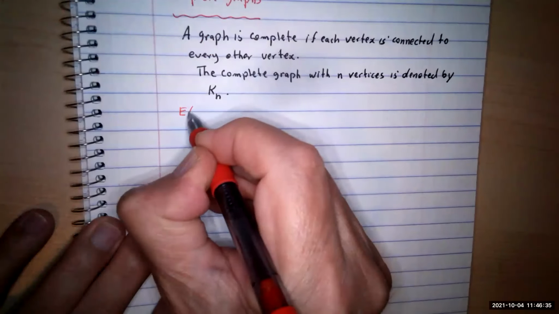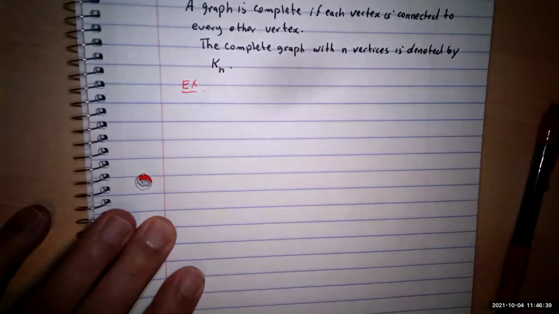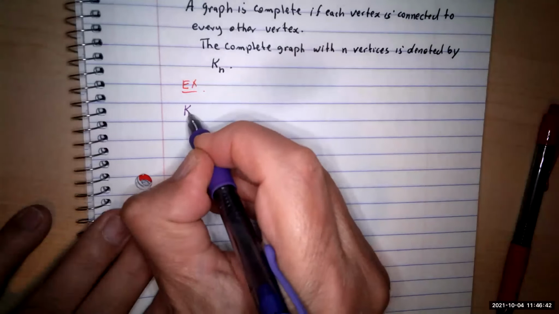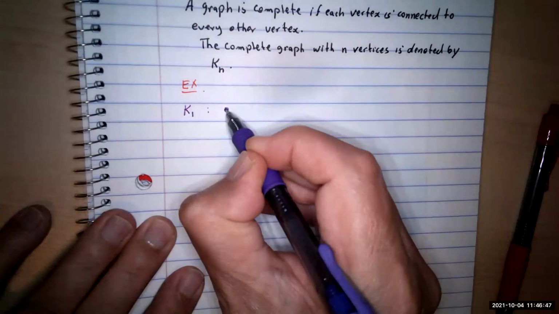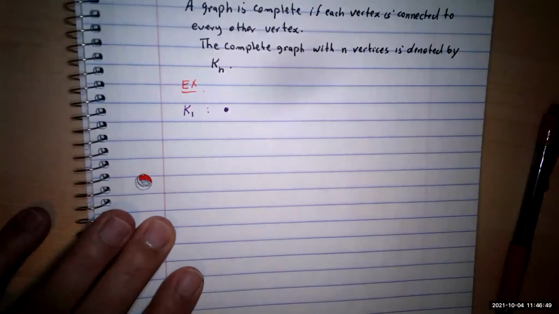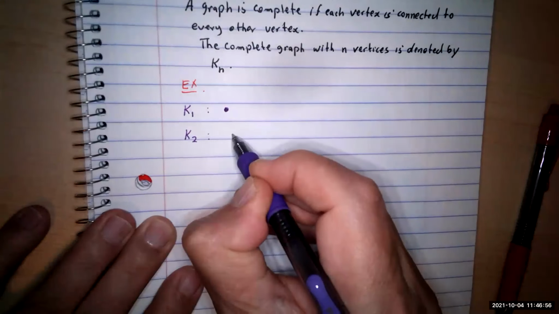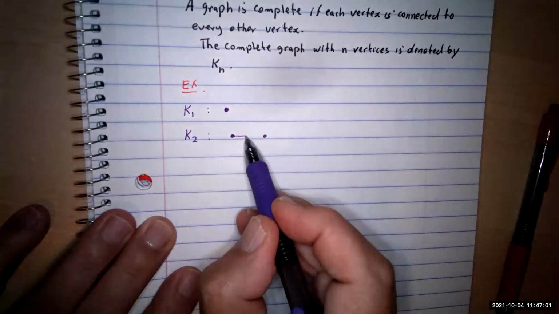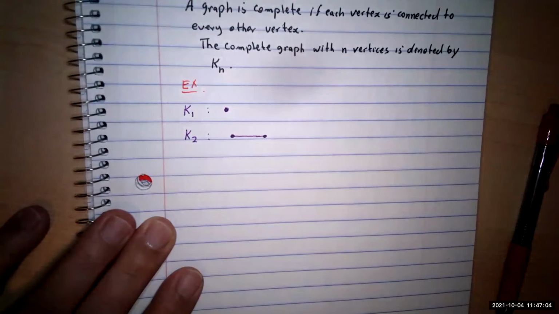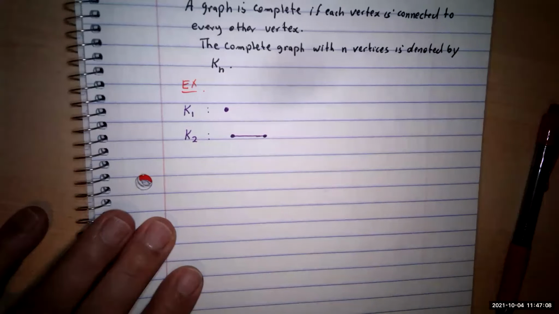Okay, so the example, this is going to be K1. K1 is the graph with one vertex. That's K1. Degree is 0. K2, you have two vertices, and each must be connected to each other. This is it. That's K2. See, the degree of each vertex is going to be just 1.